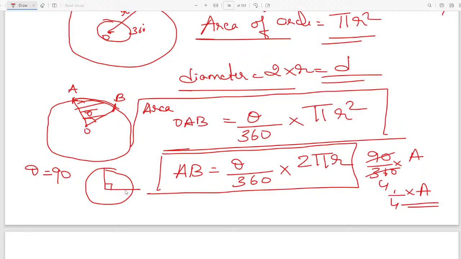If things are clear, this AB is also called an arc. The other name is arc. Arc AB is the length, just the length here, this length. And the area of this sector is this whole thing. I hope this is clear.